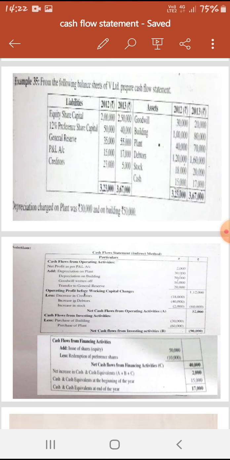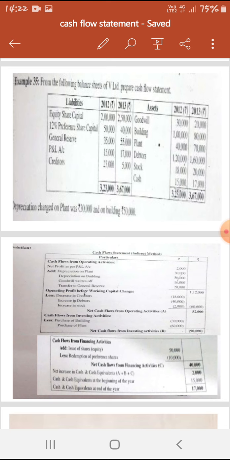Now investing activities. In this we will write purchase of building and plant. Now the building for 2012 is 1 lakh, and for 2013 is 80,000. Now to this 80,000 we will add depreciation of 50,000, and the total will be 1,30,000, which will be deducted from 1 lakh. The difference amount of 30,000 is purchase of building, which will be deducted because the money has been paid, and purchase of plant is 60,000.